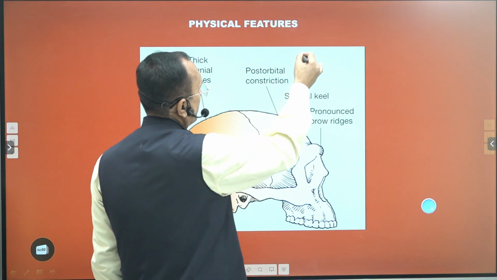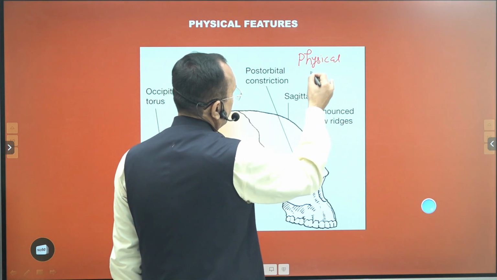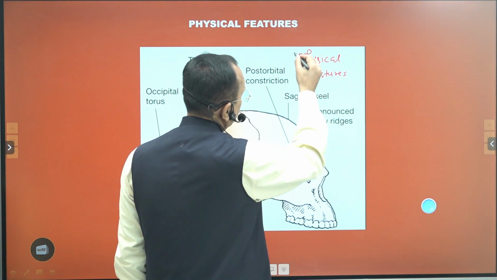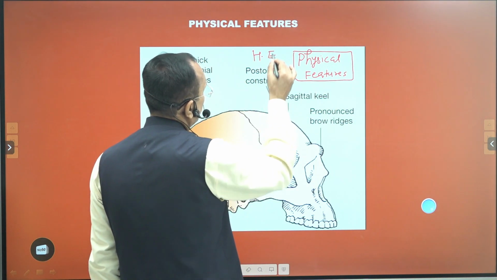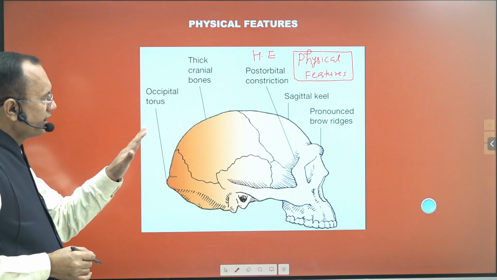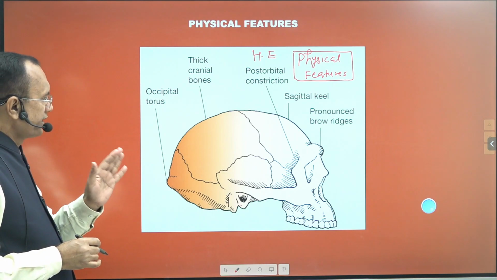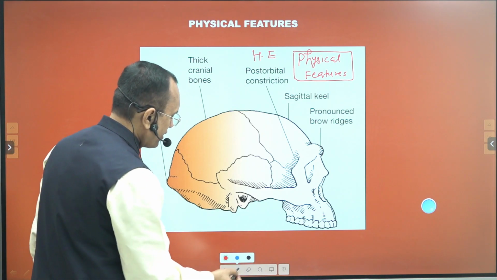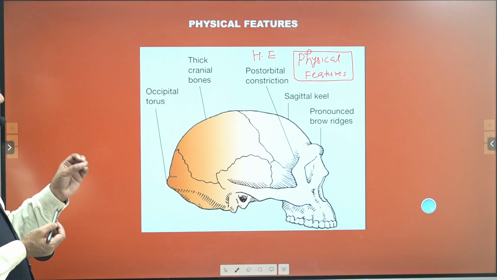Physical feature, right? So here you should also try to make a diagram related to fossils. Here we are talking about the physical feature of Homo erectus. If you are able to make that diagram, you have to make that diagram, right? And on the basis of that diagram, you try to write some important physical features.